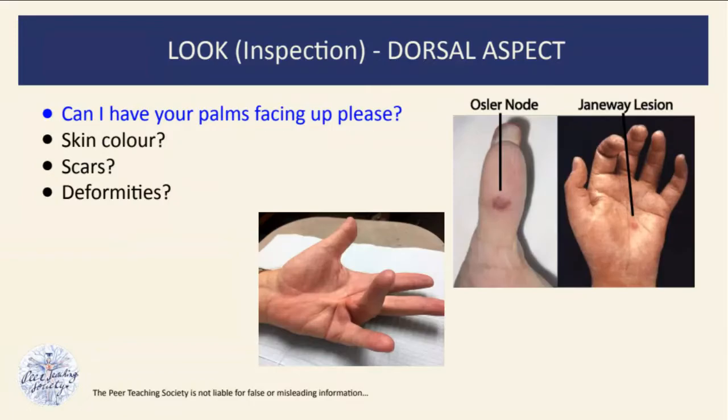Then ask them to turn their hands over, look at their pallor again, look at some scars again, looking for deformities. So that's a Dupuytren's something. I forgot how to say that. Dupuytren's. Thank you, Ravi. And some other pathological signs. I think those are for infective endocarditis. But yeah, it's all in the handbook.